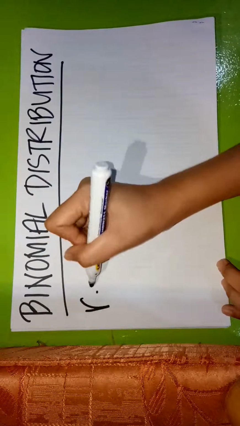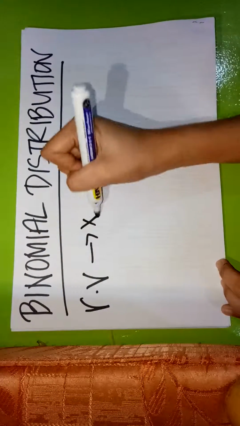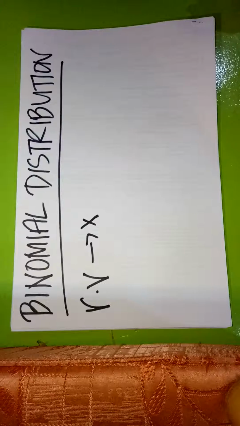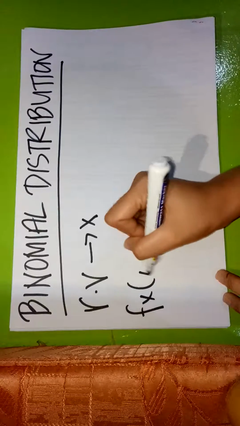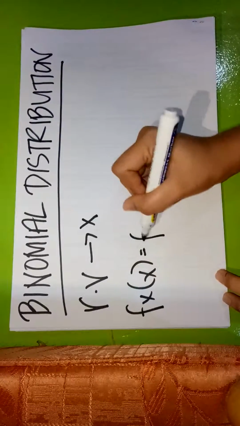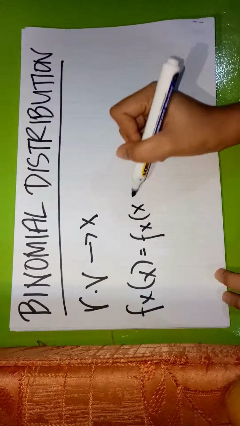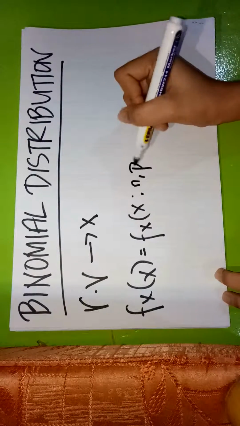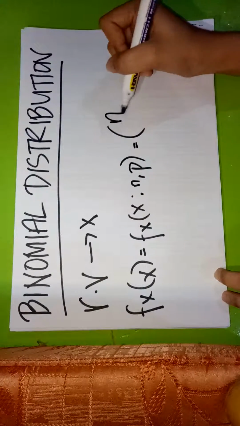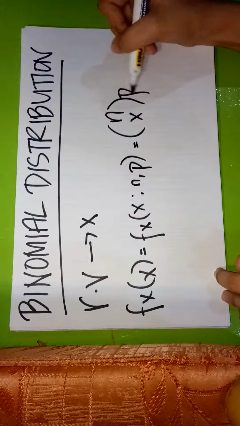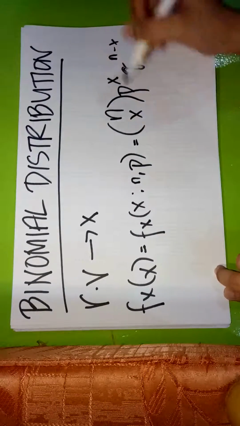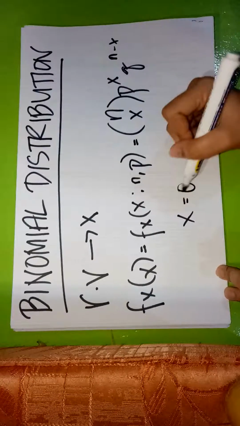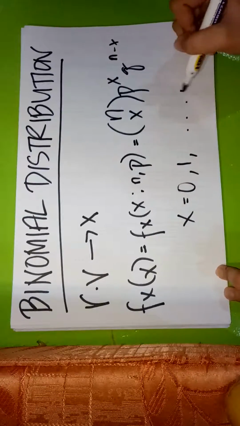A random variable X is defined to have a binomial distribution if the discrete density function of X is given by f sub X of x equals f sub X of x, n, p equals n taken x, p to the power of x, q to the power of n minus x, where x is equal to 0, 1, up to n.